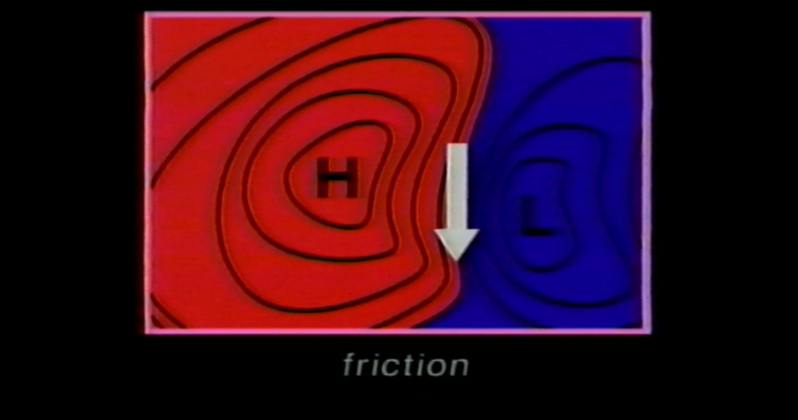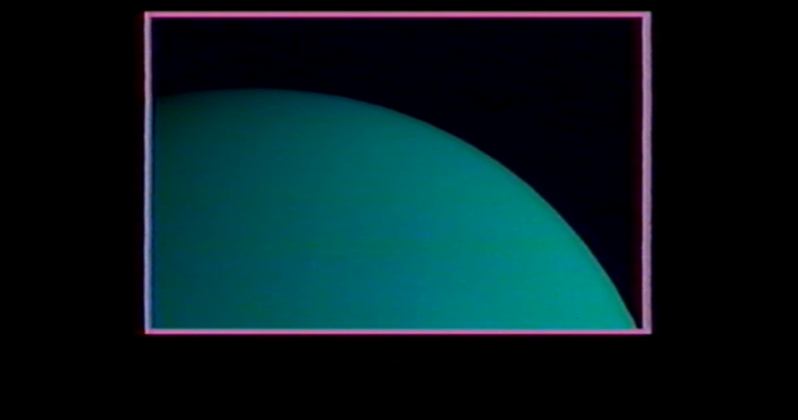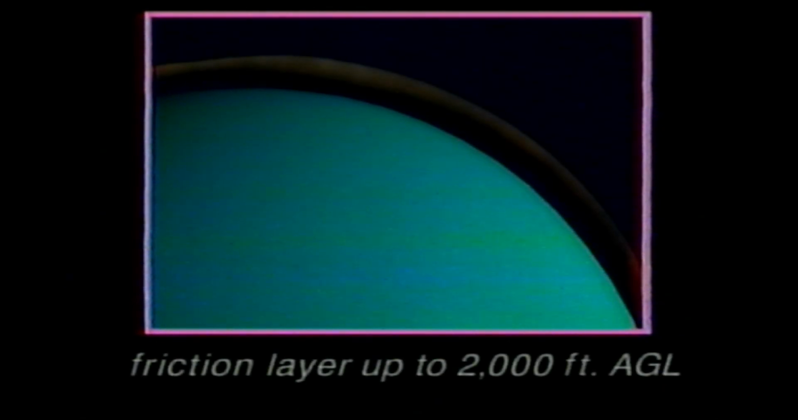Air molecules are in friction with the Earth's surface. This friction causes the movement of the air to be deflected from parallel to the isobars to crossing the isobars at a 30-degree angle. The friction layer is usually 2,000 feet thick from the ground level, and above that, the air movement is not affected. Winds above this friction layer are called winds aloft. They would be parallel to the isobars.